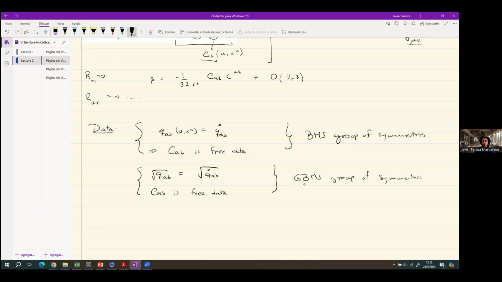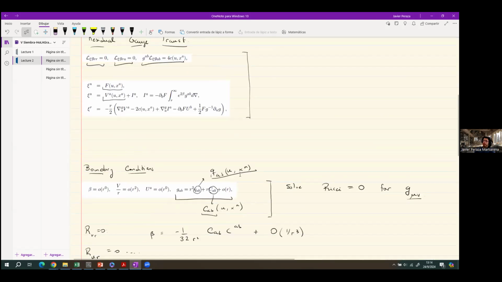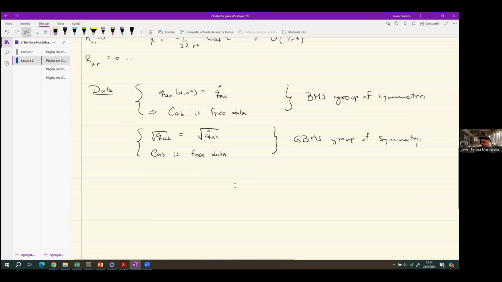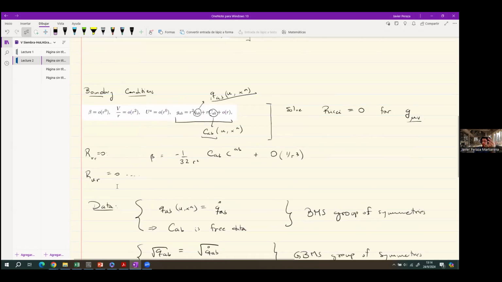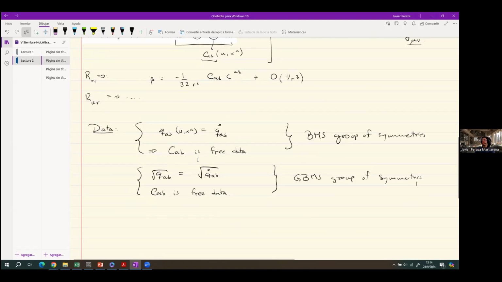I don't know if that answers your question. In fact, my question was regarding whether Q was arbitrary or Q was going to be gauge fixed, or whether there is some freedom or not. Okay, so in principle, you do not fix Q. So Q is a function of U and x^A. What you can see when you solve these equations is that the derivative with respect to U, the ∂_U Q_AB, is 0. This is part of Einstein's equations.